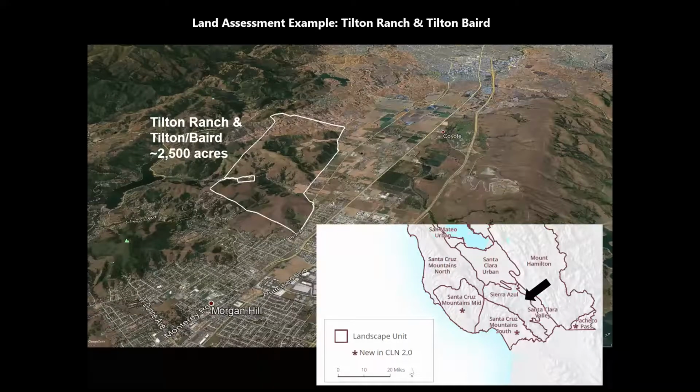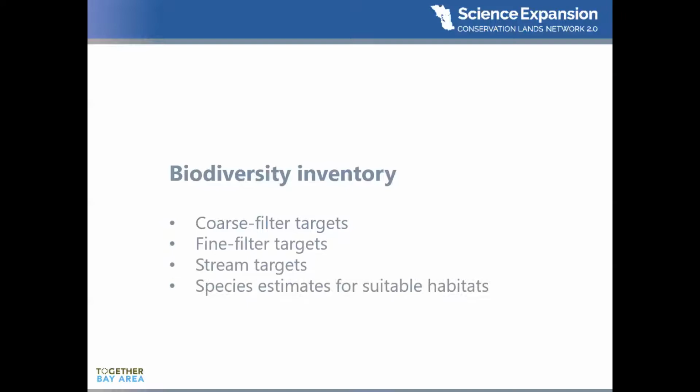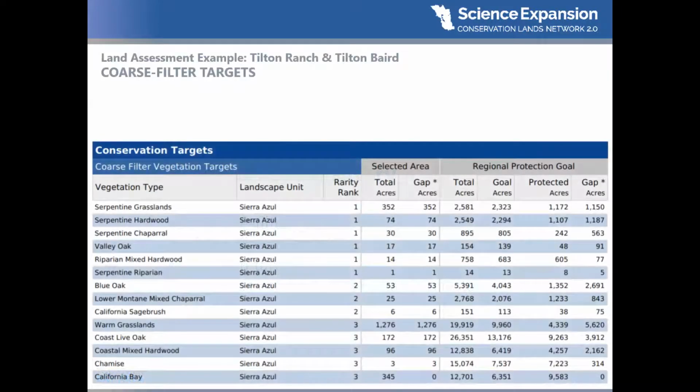All the priorities are kind of set at the landscape unit level. So let's look at the biodiversity inventory. We're going to look at the coarse filter targets, the fine filter targets, the stream targets, and species estimates for suitable habitats. Okay, so here's one of the most important tables that you find in the report.